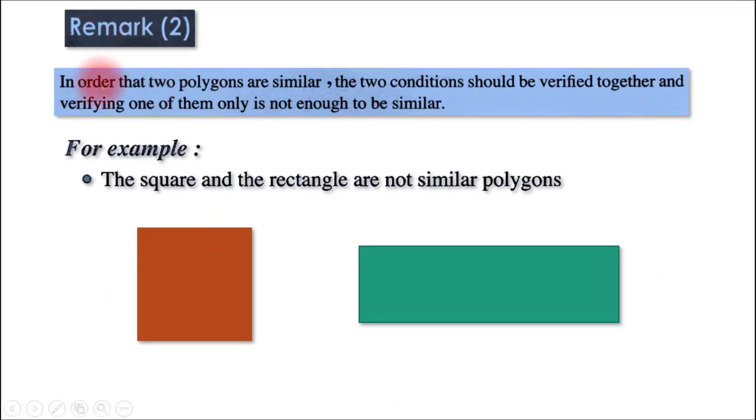Remark number 2: in order for two polygons to be similar, the two conditions should be verified together, and verifying only one of them is not enough. We have here a square and a rectangle, and of course all angles of the square and all angles of the rectangle equal 90 degrees. But the square is not similar to the rectangle because they have different sides. Then the square and rectangle are not similar.